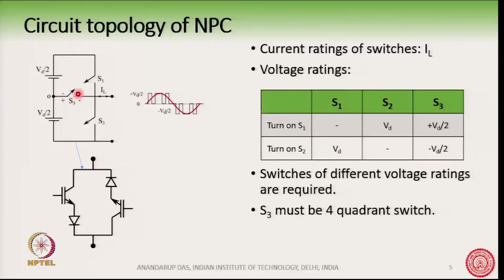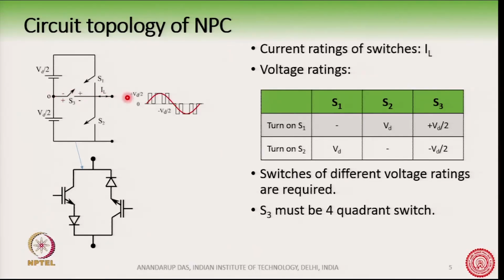What is the voltage rating of S3? Now, when S1 is turned on, then the plus terminal of this DC source comes here, and so the maximum voltage rating of S3 is Vd by 2, with a plus here and a minus here like this. This will happen when S1 is turned on.